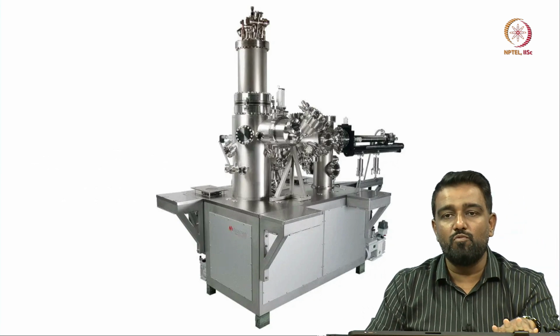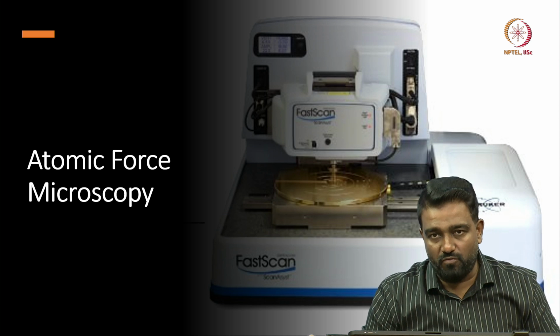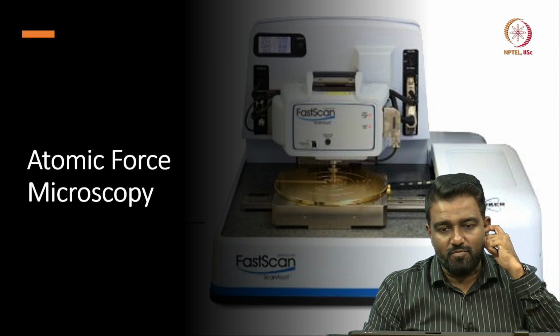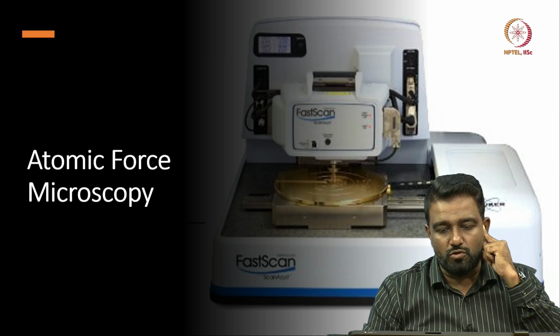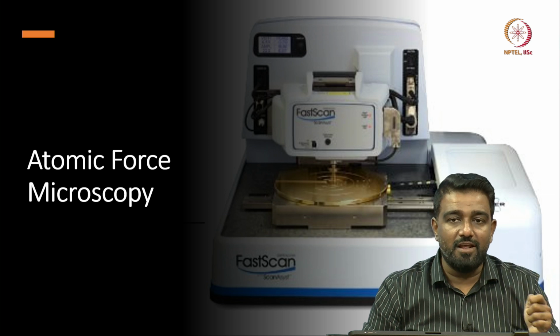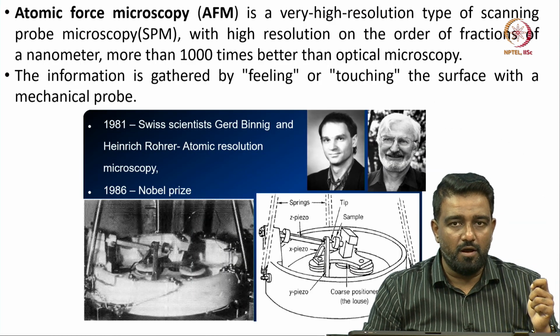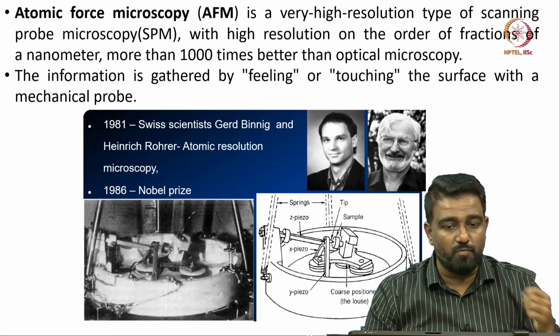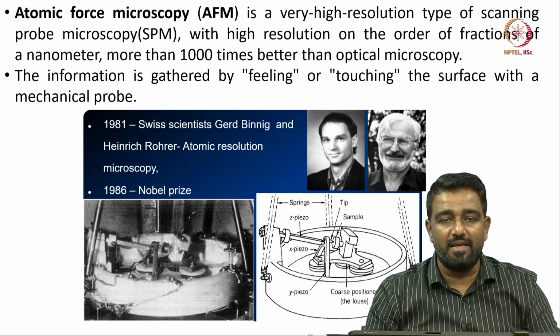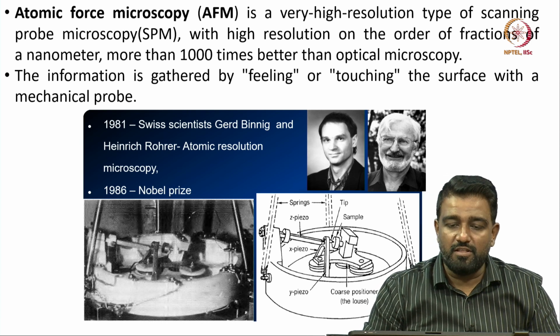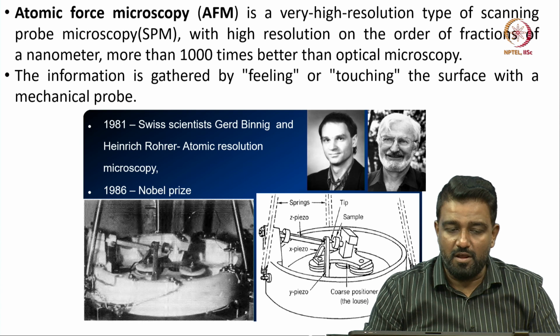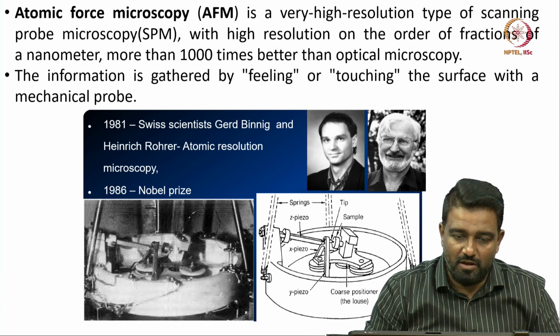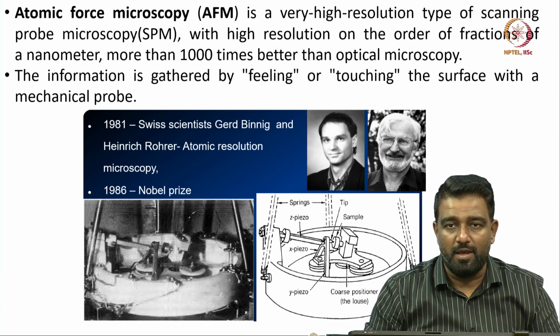So, let us now move to another section, which is atomic force microscopy. Atomic force microscopy is a tool that is used to understand the surface roughness of a film. It is a very high resolution type of scanning probe microscopy with a resolution of the order of fractions of a nanometer, more than 1000 times better than optical microscopy.